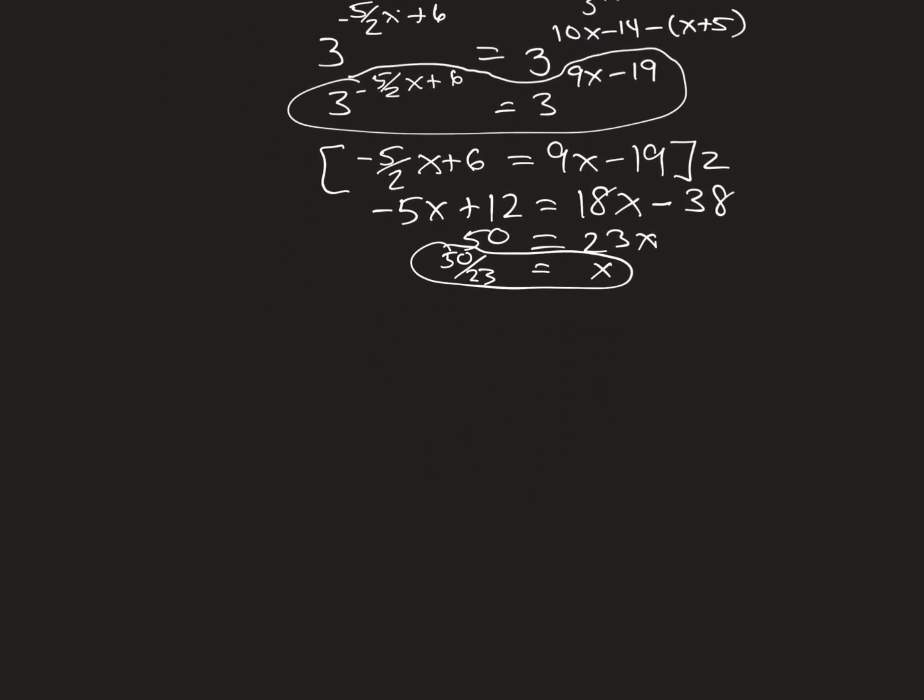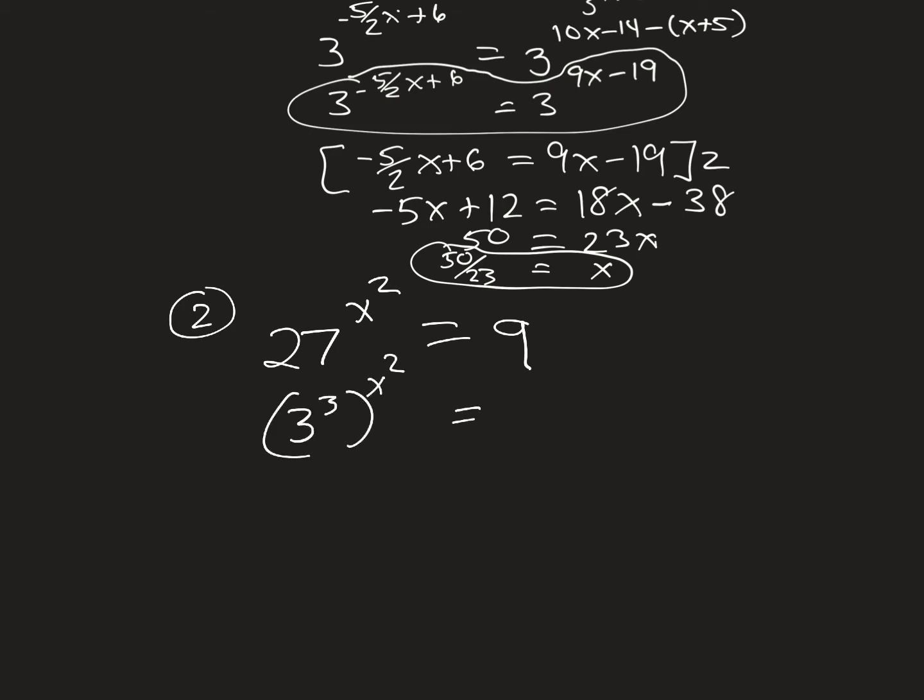Let's do 27 to the x squared equals 9. Okay, again, I want to write both in terms of the same base. That's going to have to be 3. So 3 cubed to the x squared equals 3 squared. Or 3 to the 3x squared equals 3 squared. Set the exponents equal to each other.